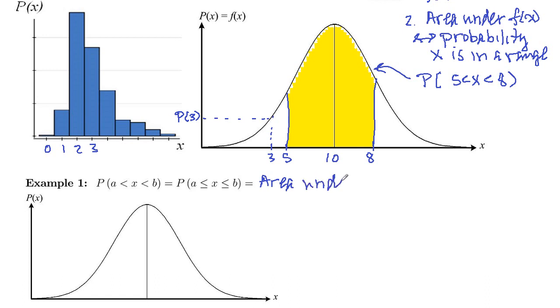So the probability that x is between a and b corresponds here to the area under p of x between a and b. So that's the general pattern.